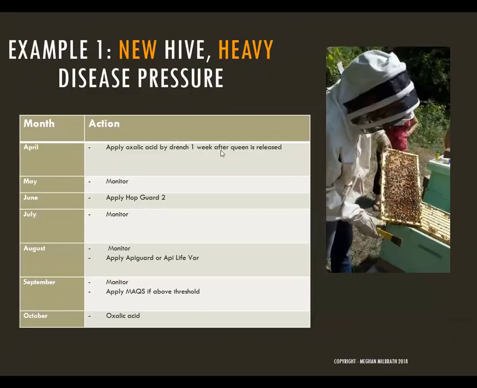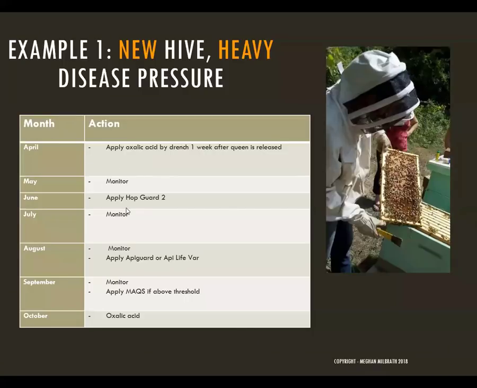Here's just an example of what you could do as a new beekeeper. Let's say you get a package. Your first option in April is you could apply the oxalic acid by dribble a week after the queen is released. You go in there, you see that she's been released, and you check, she's laying eggs, lovely, and you can do an oxalic acid dribble. Basically what you're doing is making that colony start at a much lower level.